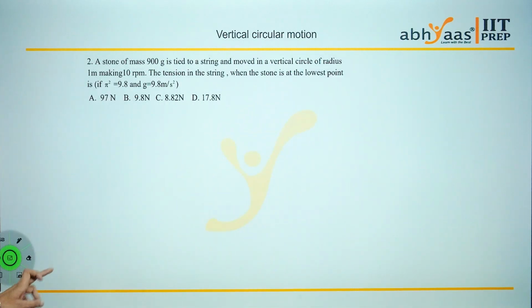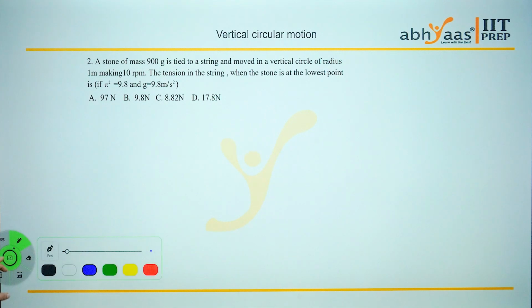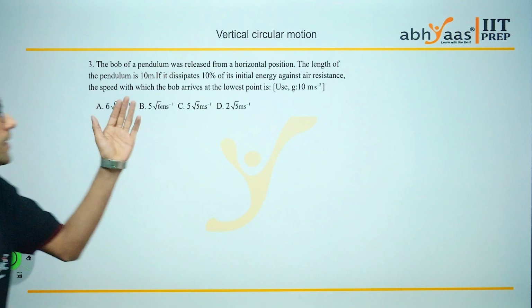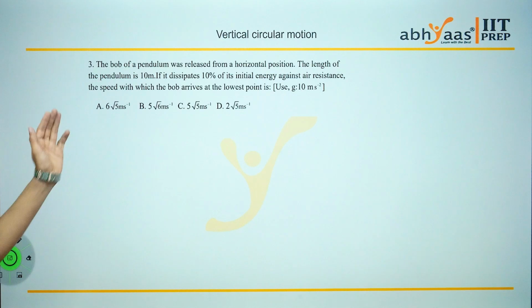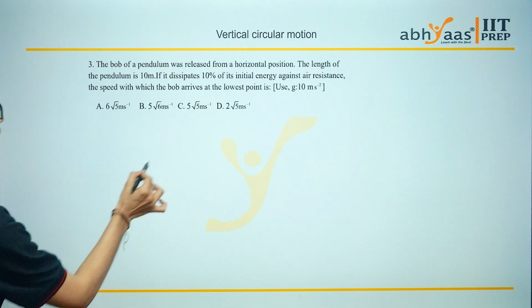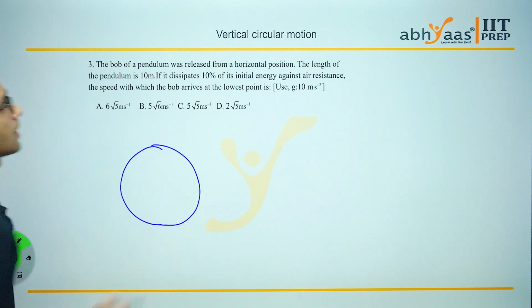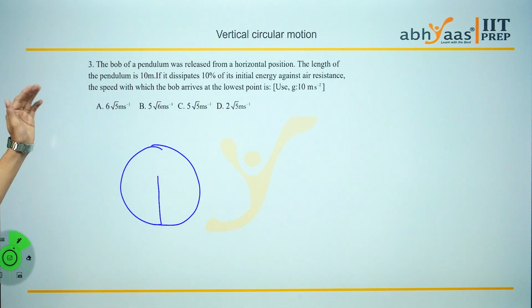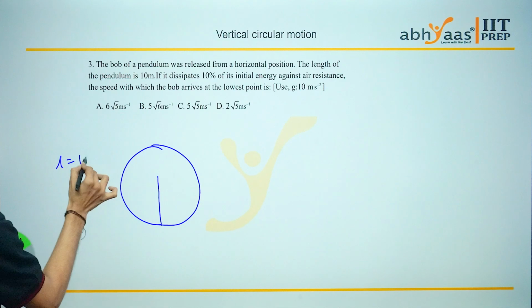Now going to the next question. Here, the bob of the pendulum was released from a horizontal position. The length of the pendulum is 10 meters. If you observe this question, initially the pendulum is released from the horizontal position, which means initially it's like this. The length of the pendulum is given as 10 meters.